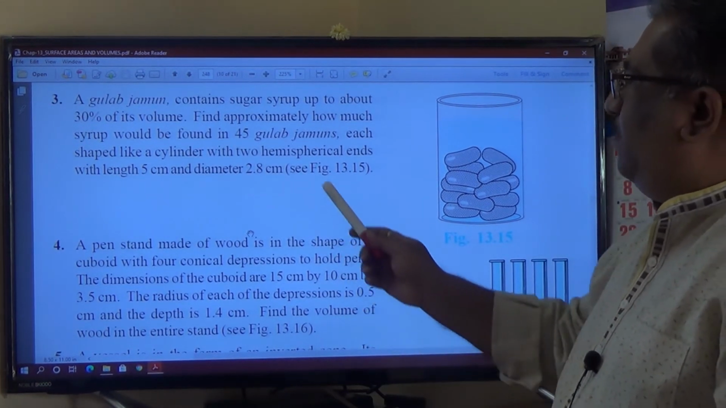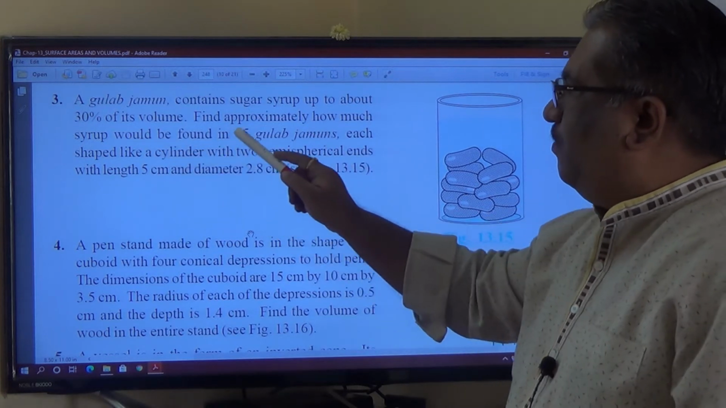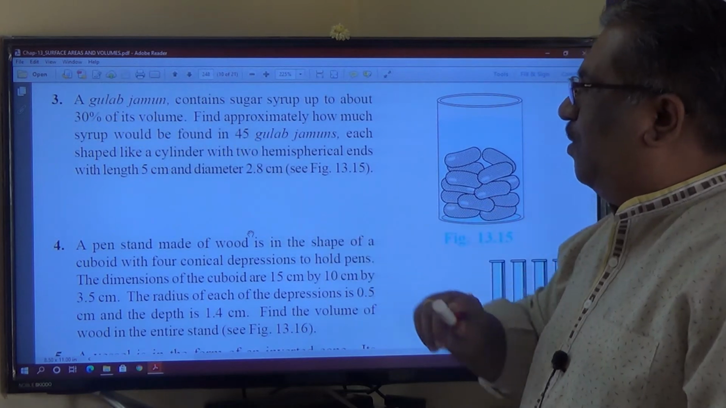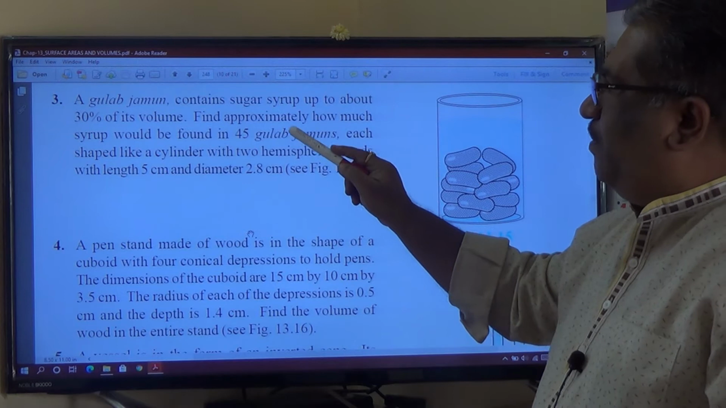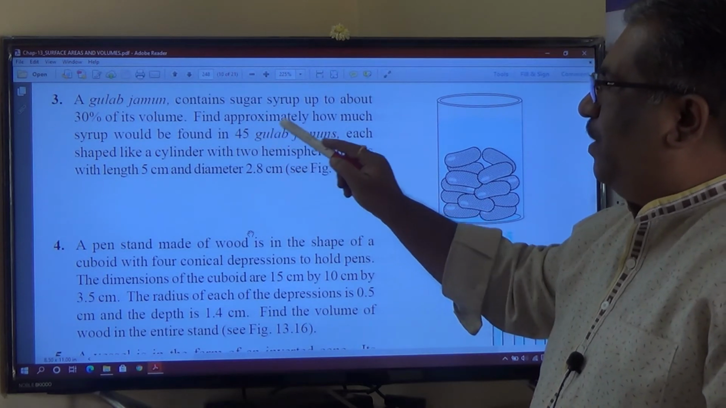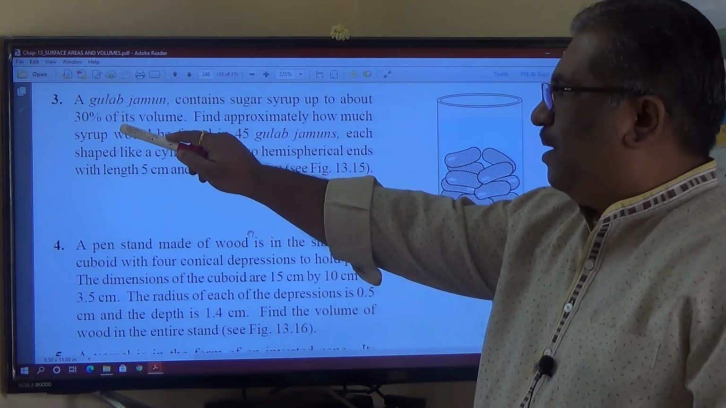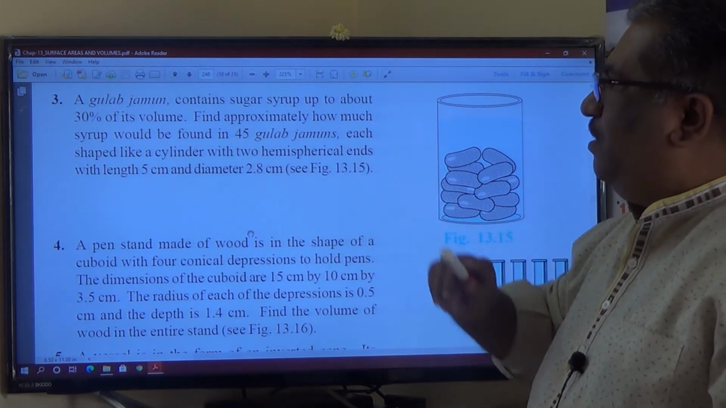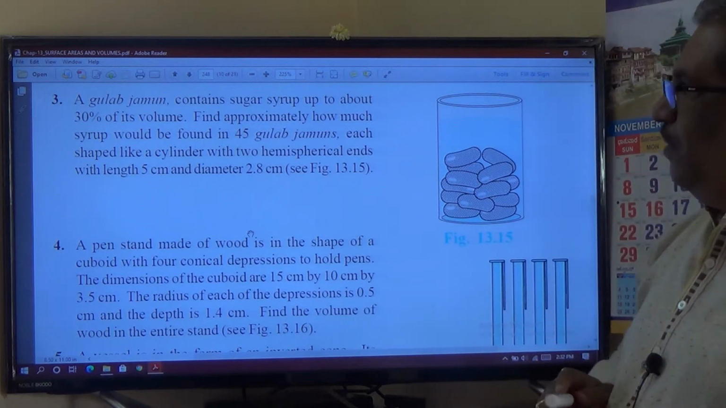And we need to find out approximately how much syrup would be found in 45 gulab jamuns, but he gives the information of 30% of its volume. So find out the volume of each gulab jamun, multiply it by 45, that gives the volume of 45 gulab jamuns, and the quantity of syrup present in them is 30% of the volume of 45 gulab jamuns. That gives you the volume of the syrup. So let's solve it on the board.